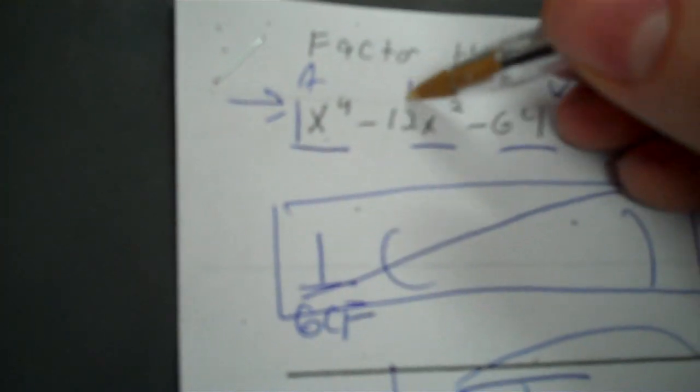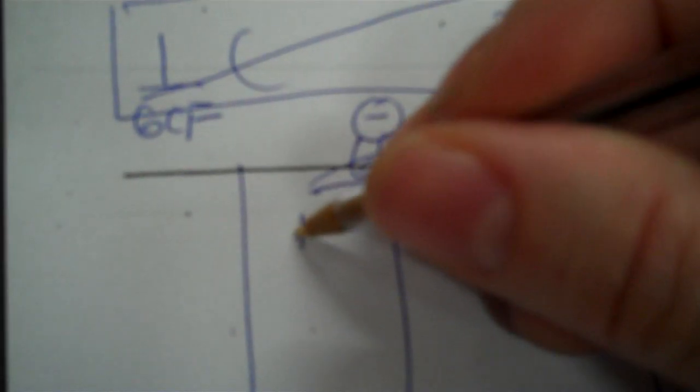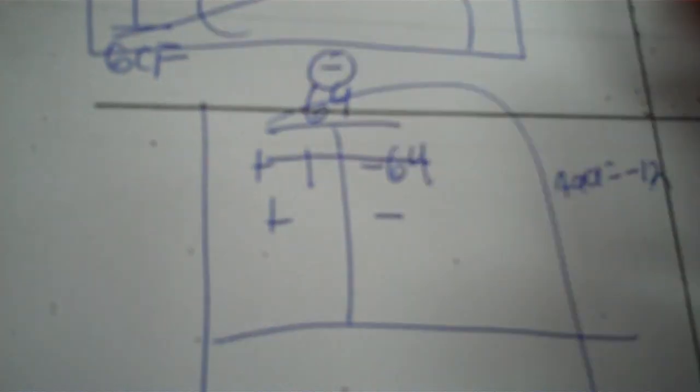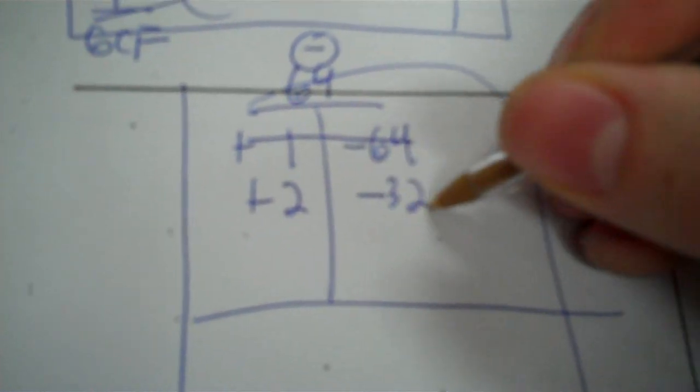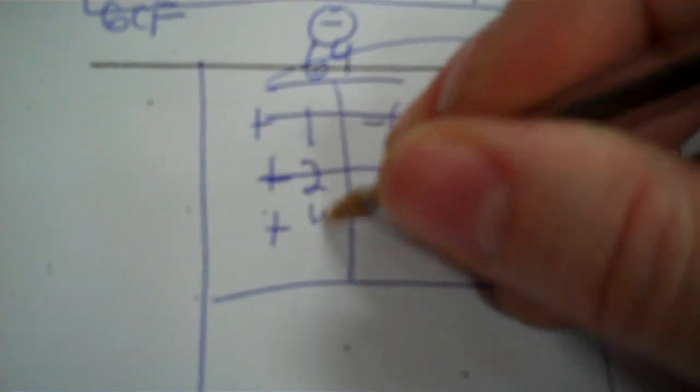Okay, so I go ABC. 1 times negative 64 is negative 64. So a negative, that would be a positive multiplied by a negative, and I'm trying to add the factors to get to negative 12. So 1 and 64 does not accomplish that. 2 and 32 does not accomplish that. 3 is a decimal, so 64 divided by 4 is 16, and right there is my negative 12.